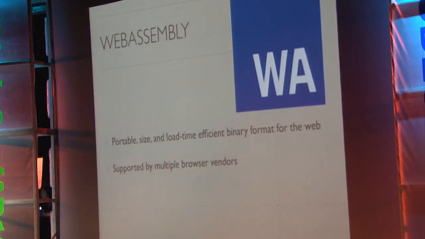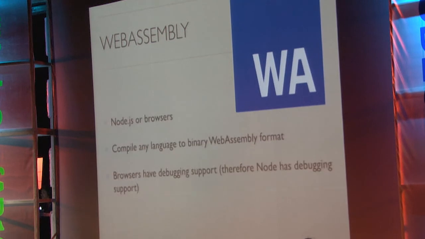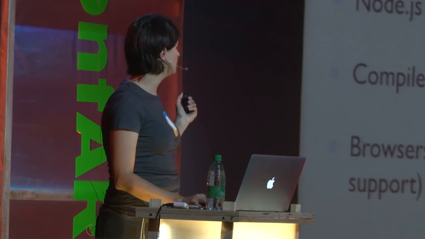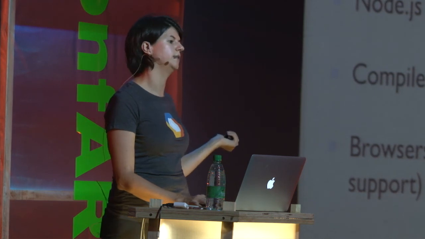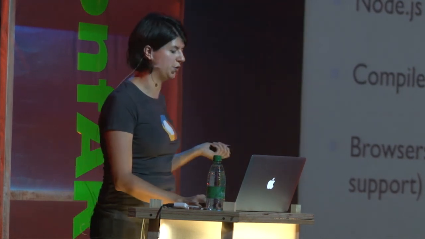So where does WebAssembly fit this performance discussion? WebAssembly is a portable, size and load time efficient binary format for the web. It's a binary format. It's not a format that we humans write. We write some other language and then compile it to binary WebAssembly. So the most common one is C, C++, but also Rust, Go, Lua, Java, all of those have a compiler now, so you can compile it to WebAssembly. And then WebAssembly runs in the browser. Since the V8 engine supports WebAssembly and V8 is in Node, you can also run WebAssembly in Node.